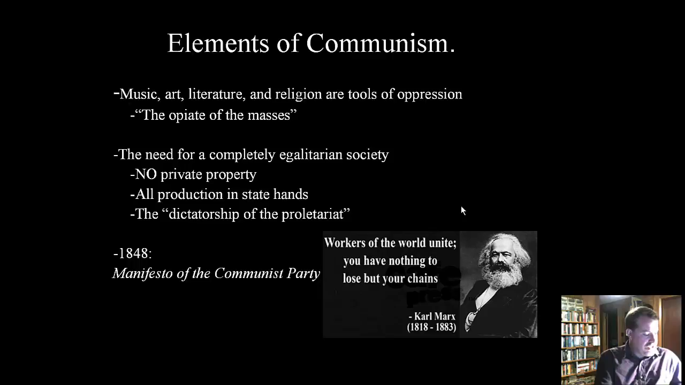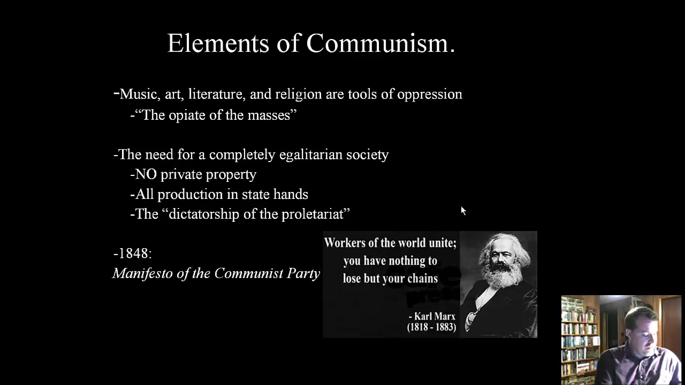Number five, centralization of credit in the hands of the state by means of a national bank with state capital and an exclusive monopoly on finance. Number six, centralization of the means of communication and transport in the hands of the state. Number seven, extension of factories and instruments of production owned by the state, the bringing into cultivation of waste lands, and the improvement of the soil generally in accordance with the common plan.